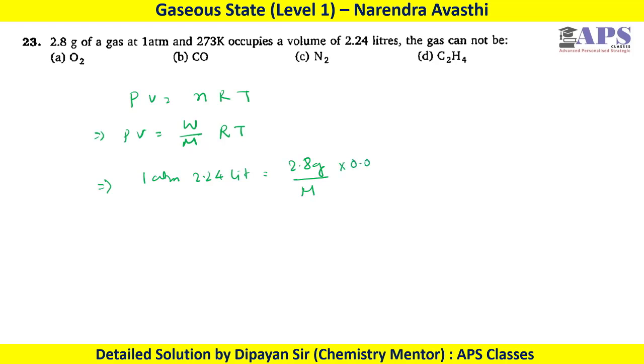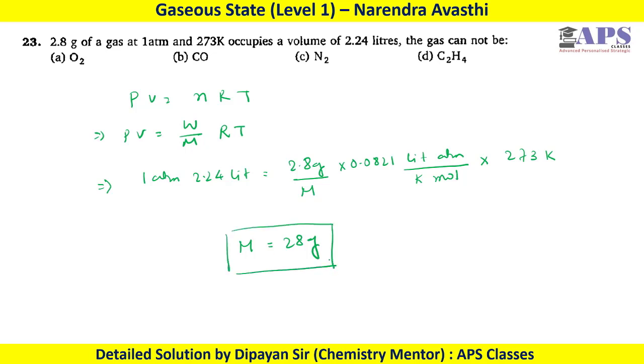R value we can write 0.0821 liter atm Kelvin inverse mole inverse, multiplied by temperature of the system which is 273 Kelvin. Now if we calculate this, M is going to be 28 gram. So if it is oxygen, it should be 32. Molecular weight of oxygen is 32, but for all the other gases, this is 28, this is 28, and this is also 28. So we have to find that cannot be. So option A will be the correct option.